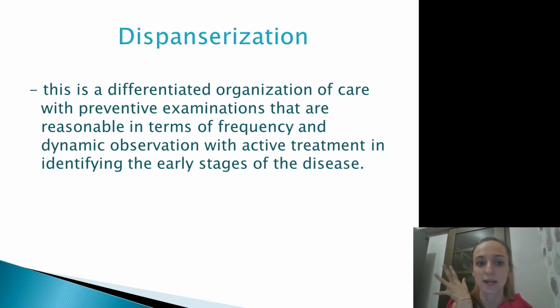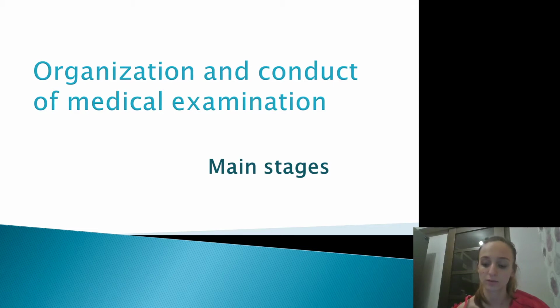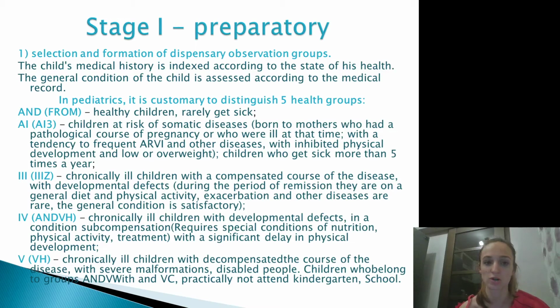Dispensarization. This is a differentiated organization of care with preventive examinations that are reasonable in terms of frequency and dynamic observation with active treatment in identifying the early stages of the disease. Main stages. Stage first, it is selection and formation of dispensary observation groups. The child's medical history is indexed according to the state of his health.